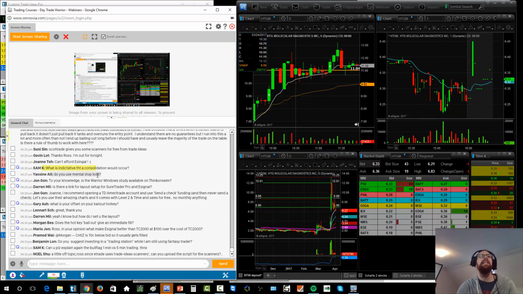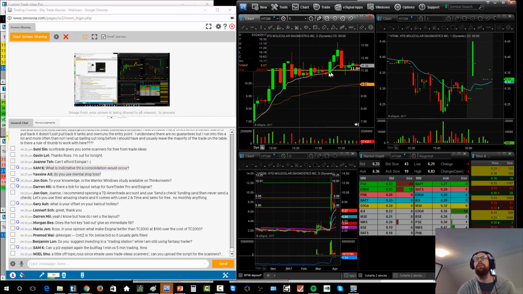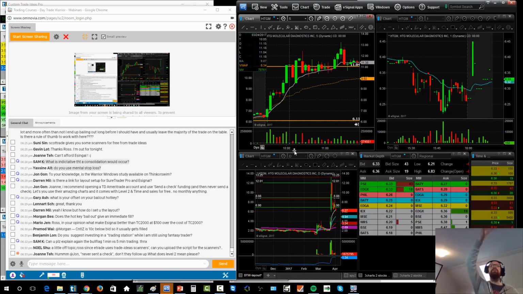Sam, what is indicative that a consolidation would occur? Well, when the stock pulls back down to the 9 moving average, we have periods of consolidation. The moving average kind of flattens out. This is what happens after a stock makes a big move up. So we have a big explosive move up and then pullback, consolidation, moving sideways. Those periods are normal and they're to be expected. There's nothing wrong with that.